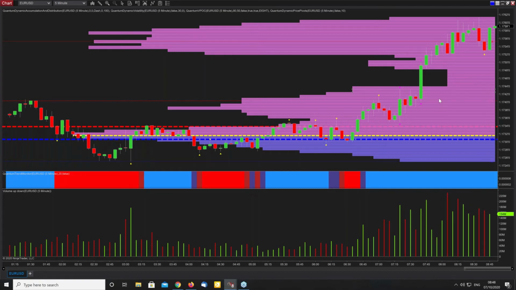Or is this a secondary pullback against the primary trend, and therefore we are likely to see re-establishment of the primary trend in due course? It's something we cover in detail when we do the deep dive into volume price analysis within the technical analysis module on the Forex trading program.